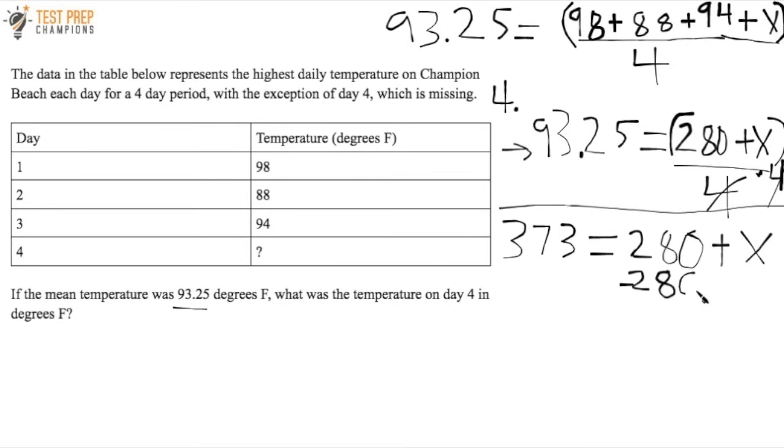So 280 minus 280 is 0, so this will cancel out. But remember, whatever I do to one side, I also have to do to the other side. All right. So I want to subtract 280, right? So 373 minus 280 gives me 93. So I will now have 93 equals x. And that's the answer here. So day four, the temperature is just simply 93.